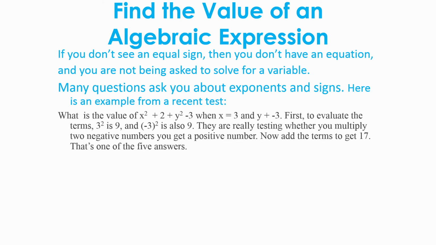What is the value of x squared plus 2 plus y squared minus 3 when x equals 3 and y equals negative 3? All right, first let's evaluate all the terms. 3 squared is 9. Negative 3 squared is also 9. They're really testing whether you know that when you multiply two negative numbers, you get a positive number. Now all you have to do is add the terms, and they add up to 17. And that happens to be one of the 5 answers. This problem, you can see, could not be back-solved.